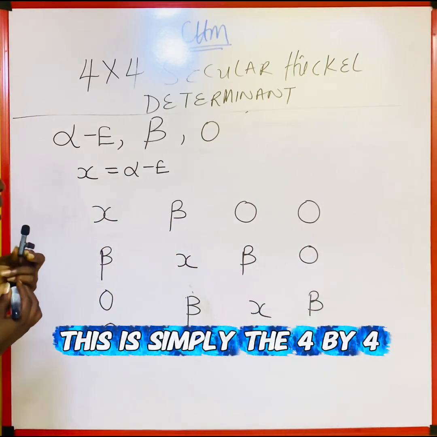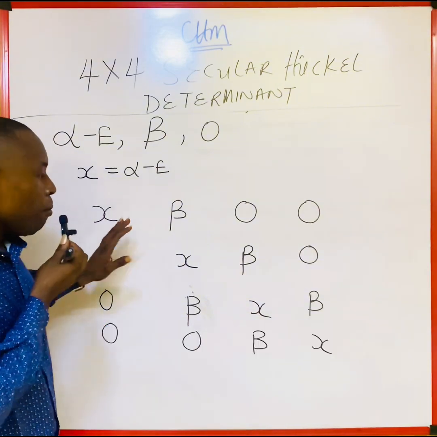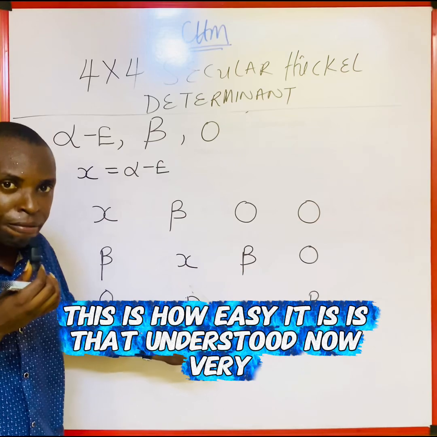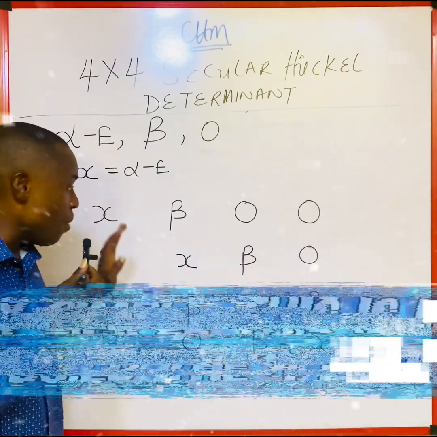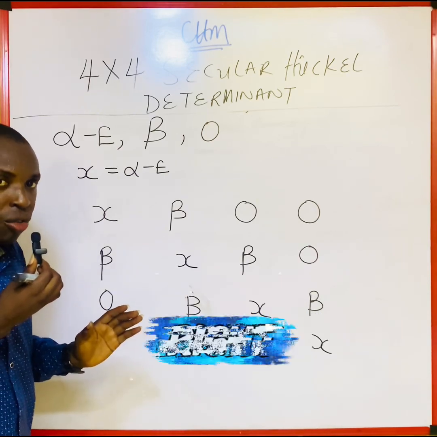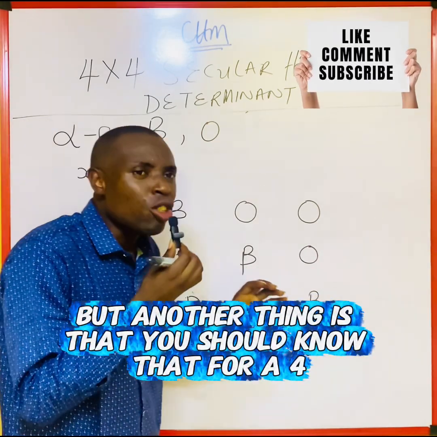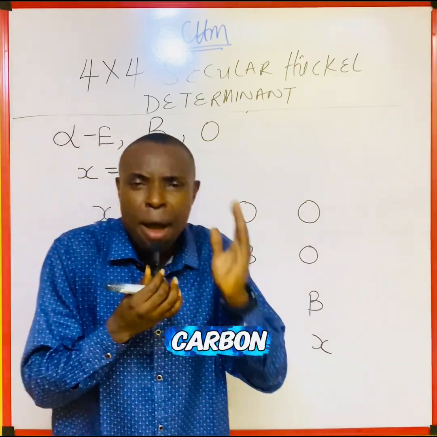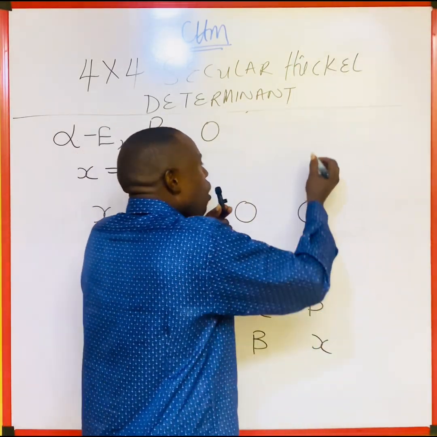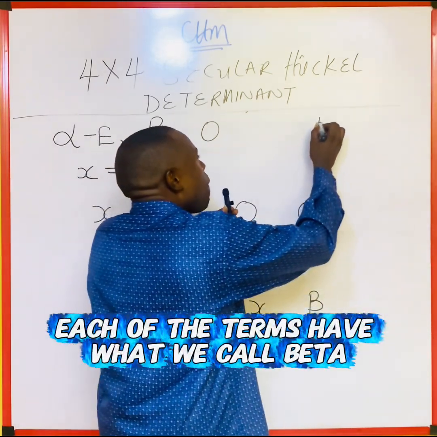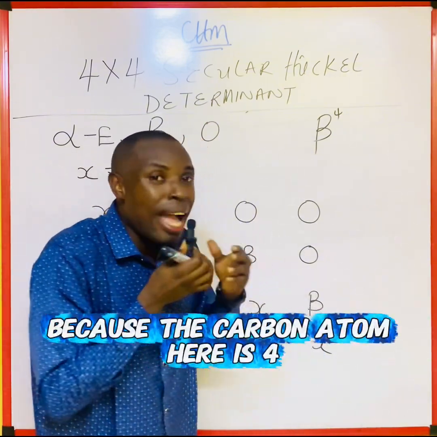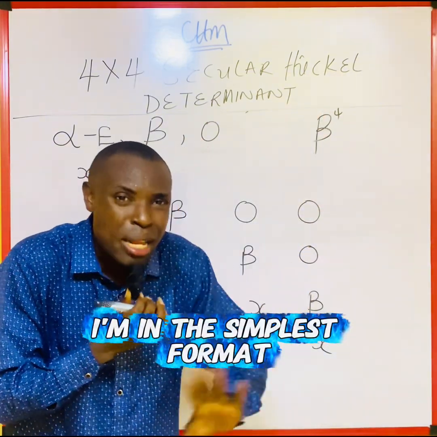This is simply the 4 by 4 circular Hückel's determinant. This is how easy it is. You understand now? Very, very simple. This is how to build the 4 by 4. But another thing you should know is that for a 4 carbon system, the whole determinant, each of the terms has what we call beta raised to the power 4. Don't be confused. Why is it like that? Because the carbon atom here is 4 in the simplest format.